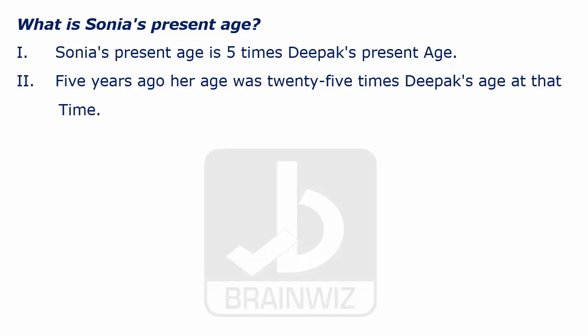Now we are going to see a question from Data Sufficiency. In this question, it has been asked: what is Sonia's present age? Two statements are given. The first statement is: Sonia's present age is 5 times Deepak's present age. The other statement is: 5 years ago, Sonia's age was 25 times Deepak's age. Let's try to go with statement 1 alone.